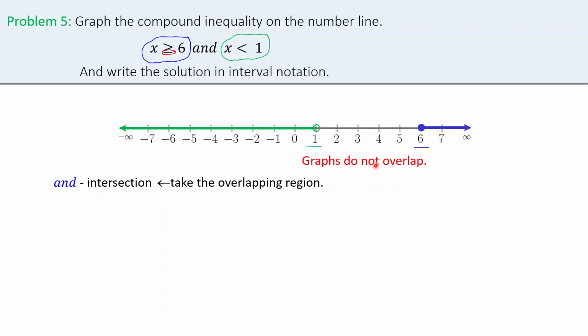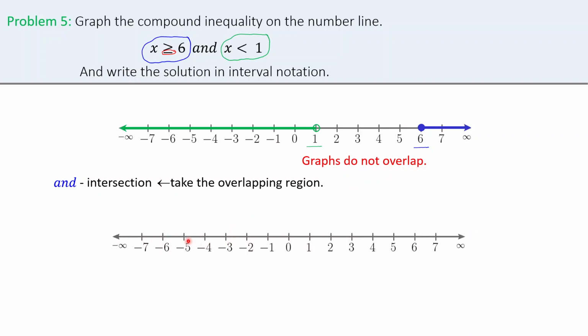The two graphs do not overlap. So you get an empty graph. So this empty graph is the graph of this compound inequality. Empty graph means the compound inequality has no solution. Next, the interval notation. The interval notation for no solution is the empty set symbol.